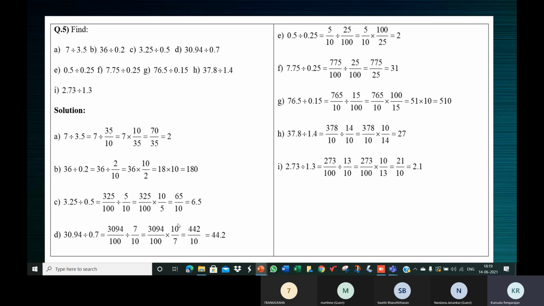Because this 10 is gone, you've already cancelled the 0. So when you simplify 7 and 3094, you get 442 divided by the 10 which you have there. And put this as a decimal, 44.2. You can see here, when you divide by 10, the number will become smaller. 442 becomes 44.2. There is one 0, so one decimal place.